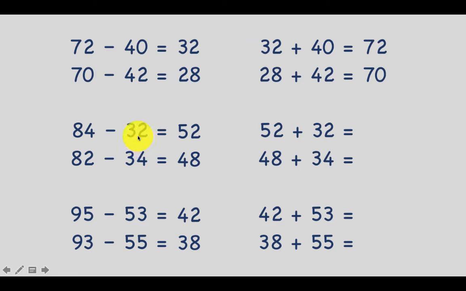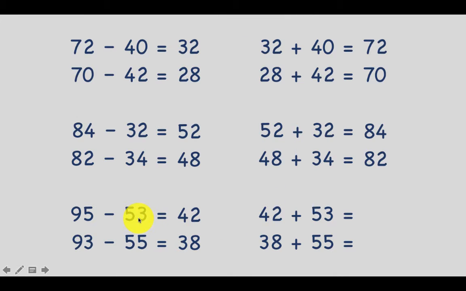We subtracted 32 from 84 to obtain a difference of 52 without regrouping. That means we can add 52 and 32 to obtain a sum of 84, also without regrouping. When we subtracted 34 from 82, we had to ungroup a 10 in order to obtain a difference of 48. That means when we add 48 and 34, we will have to create or unitize a 10 in order to obtain a sum of 82.